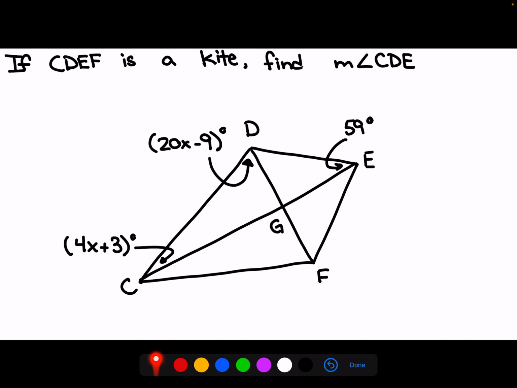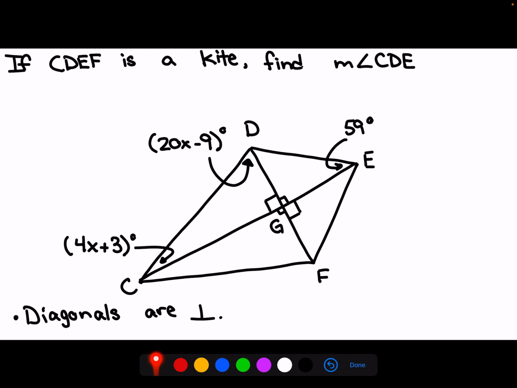All right, next up. If CDEF is a kite, find the measure of angle CDE. So first off, if it's a kite, I know that the diagonals will intersect at 90 degrees. They're perpendicular to each other. So if that's the case, I can focus in on triangles, because I now have right triangles, which opens up Pythagorean's theorem and also angle measures.